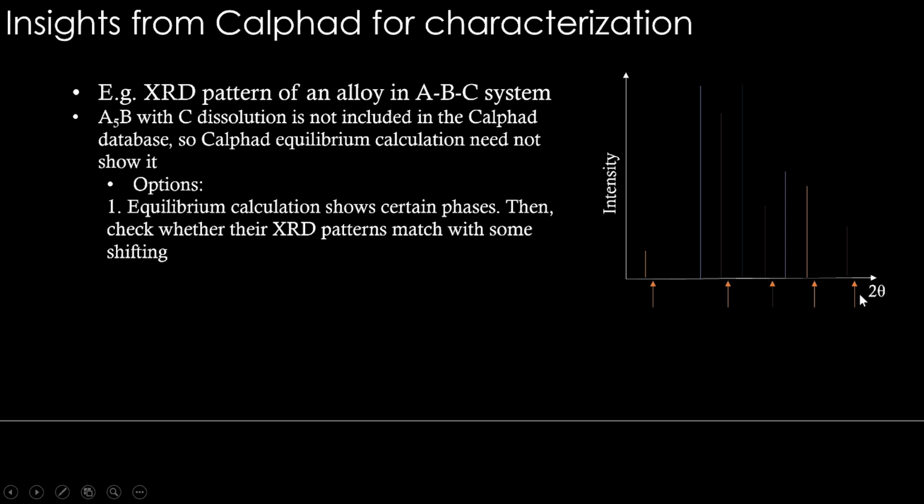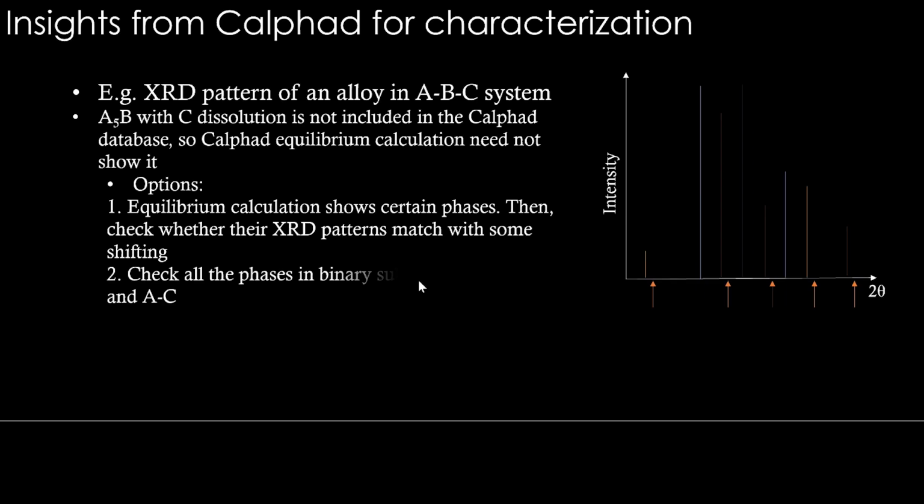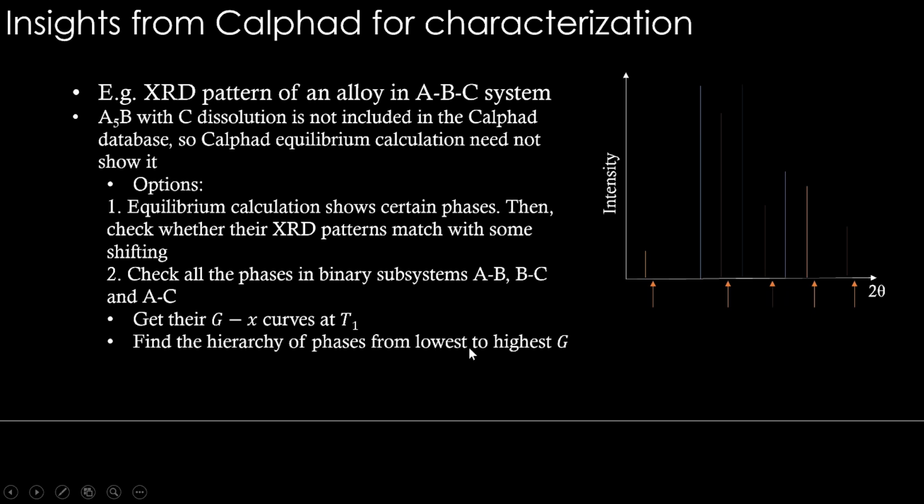Like this is a binary. The binary may be shown in the equilibrium phases. You take that and see whether that is shifted. So for this shifting, one has to think how much C would have been dissolved. If so much C is dissolved, then how much will be the shifting in the phase. So this has to be guessed and tried out. Second is to check all the phases in the binary subsystems AB, BC and AC. Then get their Gibbs energy composition curves at the temperature T1 where the heat treatment or SPS is done. Then find the hierarchy of phases from the lowest to highest Gibbs energy and try matching their XRD patterns in the same order.